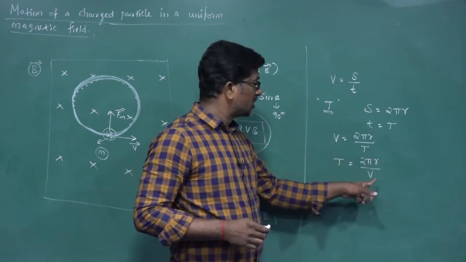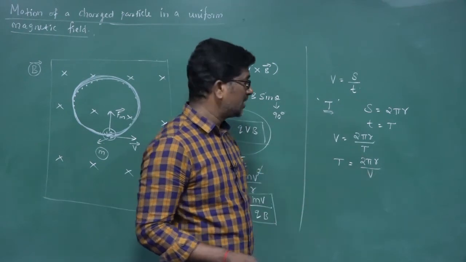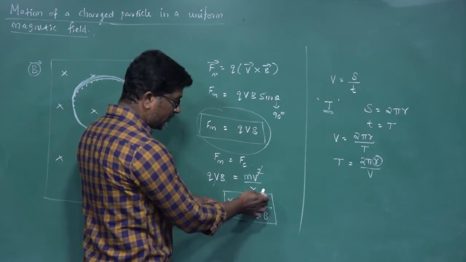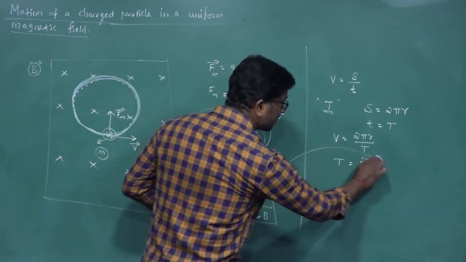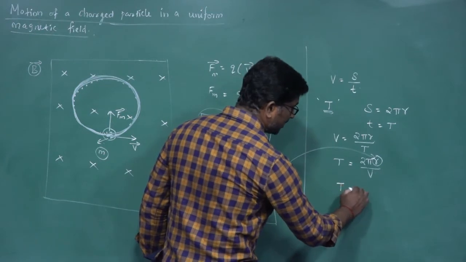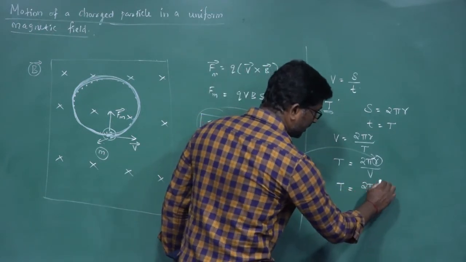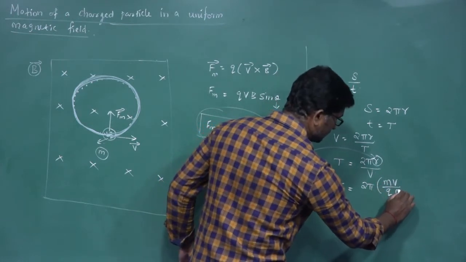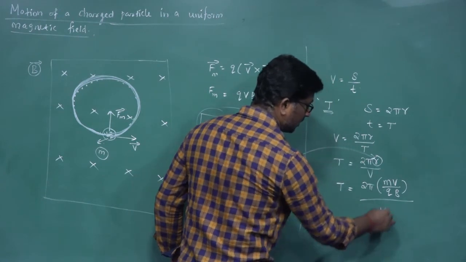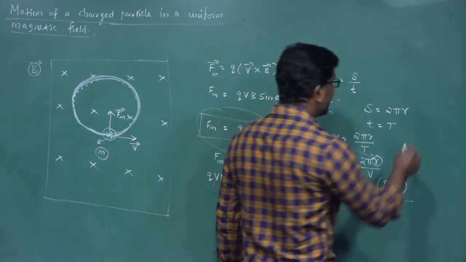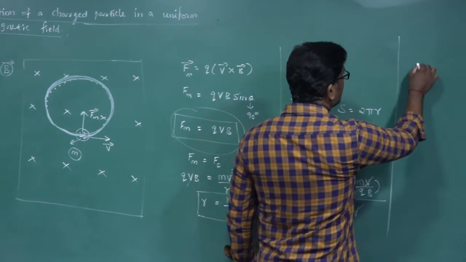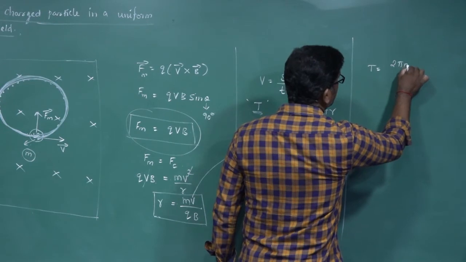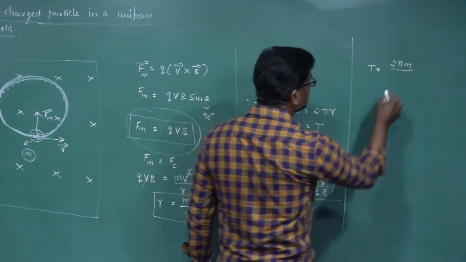It depends on the radius of the circular path and the velocity of the charged particle, right? And the radius of the circular path is given by the formula R equal to mv divided by qB. Substitute the R formula here. Then the time period T is equal to 2 pi times mv divided by qB, divided by v. V cancels. Right. Then T is equal to 2 pi m divided by qB.